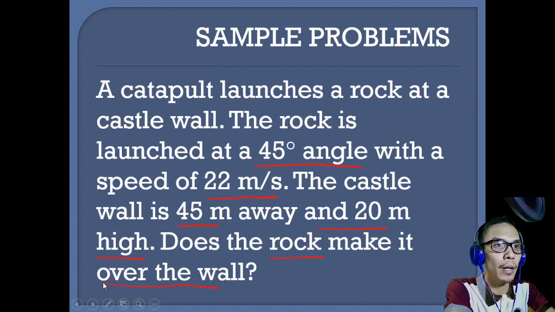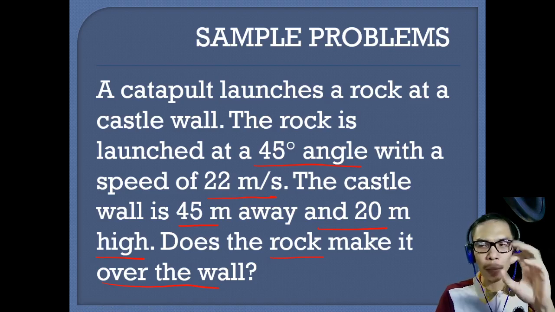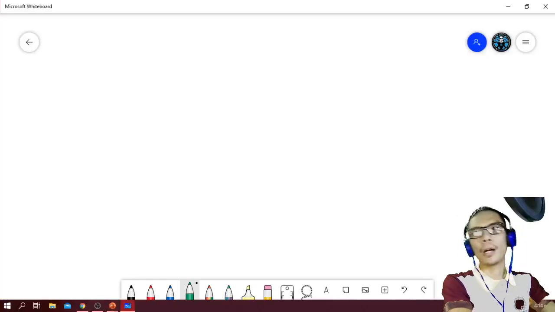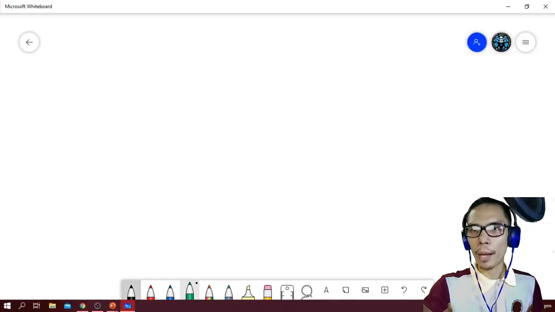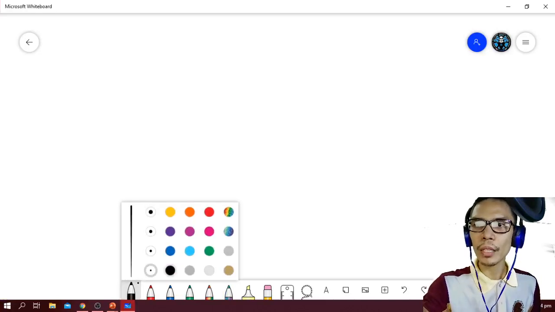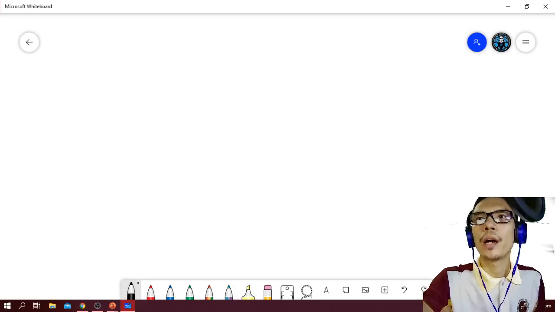The first thing to do is to draw the problem, so that we will not forget and will be able to see all the perspective of what problem we are dealing with. So let's draw the problem. I will just make the line thinner so that it will not consume space.